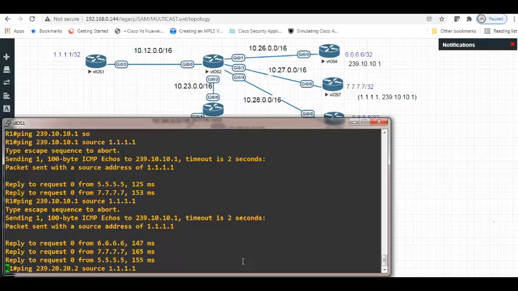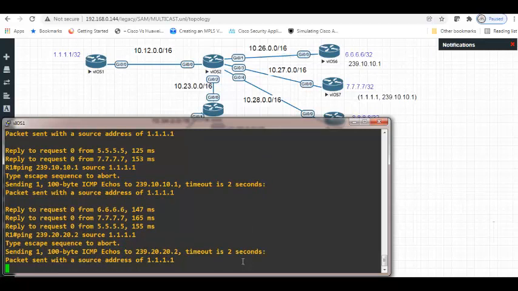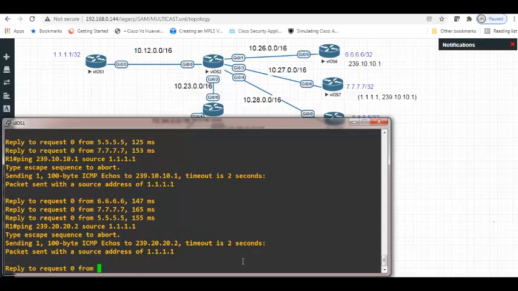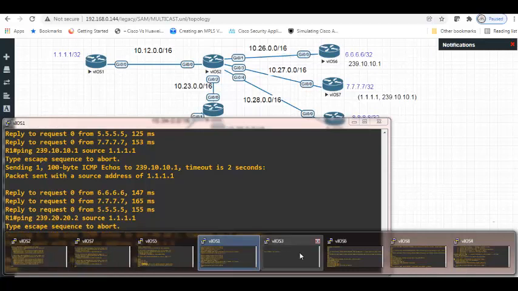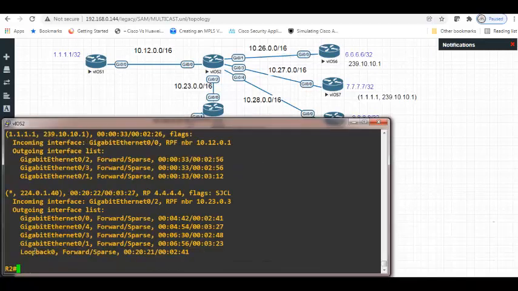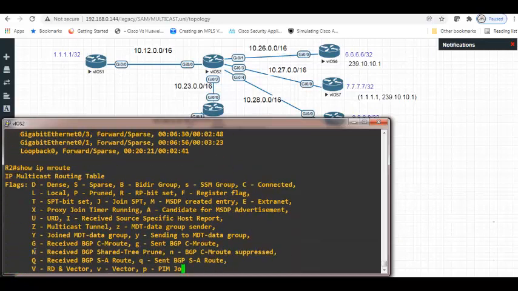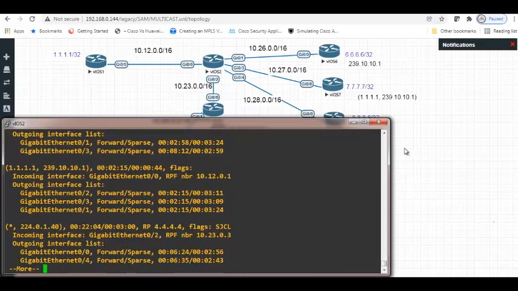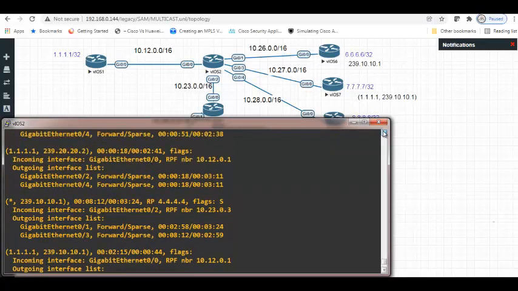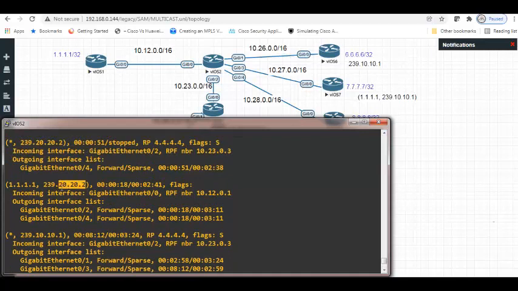You know, only one person will respond. That will be router 8. Yeah, only one person will respond. It is router 8. And now if you go to router 2, there will be only one outgoing interface. No flooding. Router 2 for 239.20.20.2. If you see the outgoing interface, hold on. This will be soon going away.